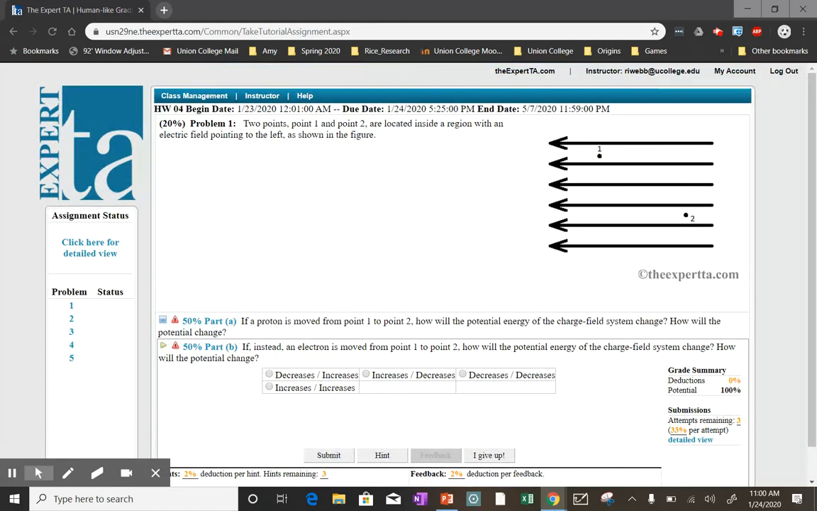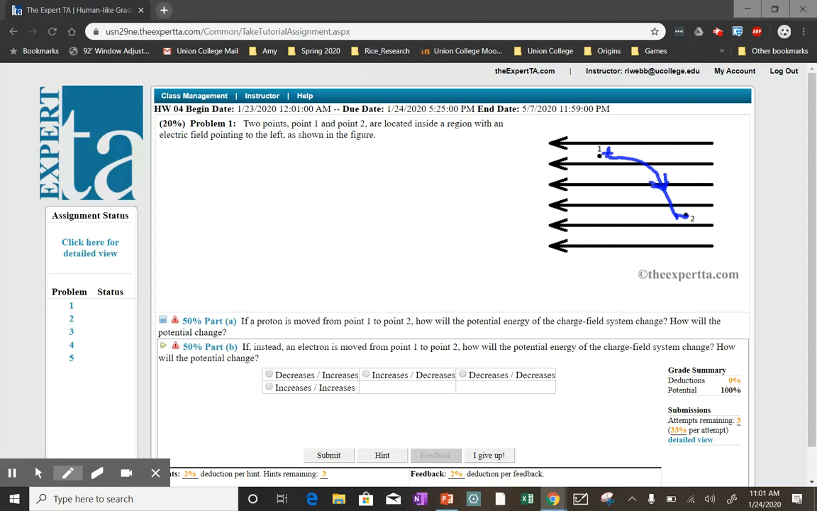So you see the 2 points are located inside a region with an electric field pointing to the left, as shown. If a proton is moved from point 1 to point 2, so I have a positive charge that goes from here to there, will the potential energy of the charge-field system change? And then how will it change? So the first question: will it change?